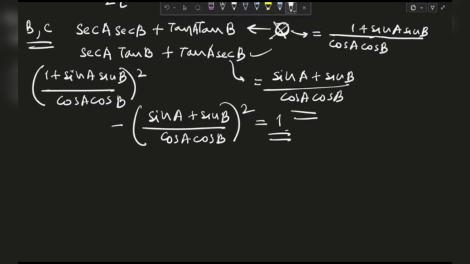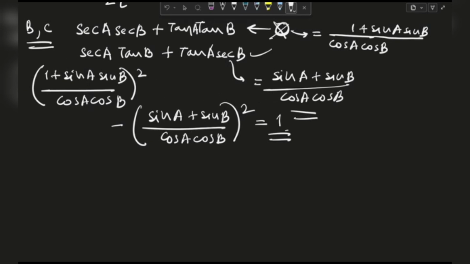Like 1 plus 2 sine A sine B plus sine square A sine square B minus sine square A minus sine square B minus 2 sine A sine B. So minus and plus 2 sine A sine B get cancelled, and you will have 1 minus sine square A plus 1 minus sine square B. Okay, I guess something like that.